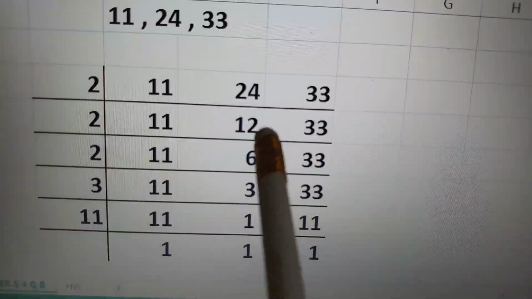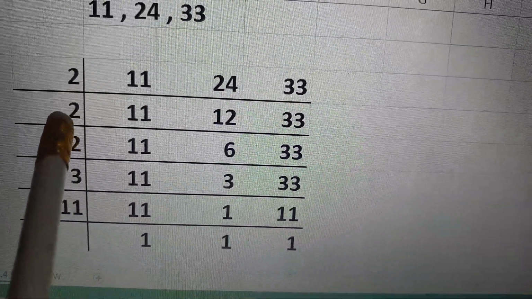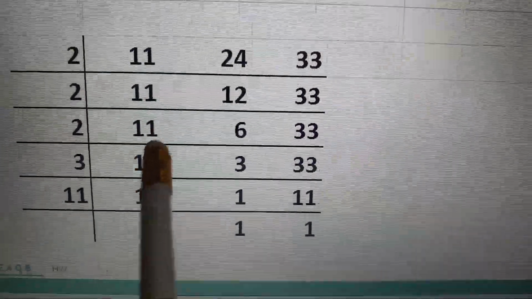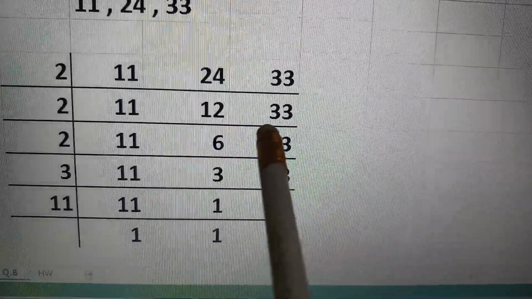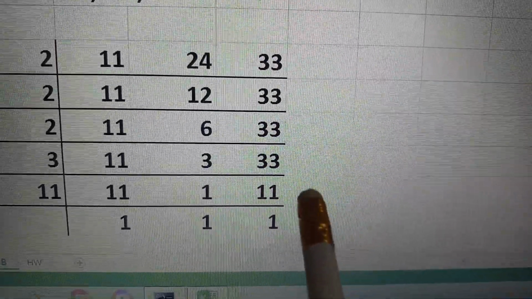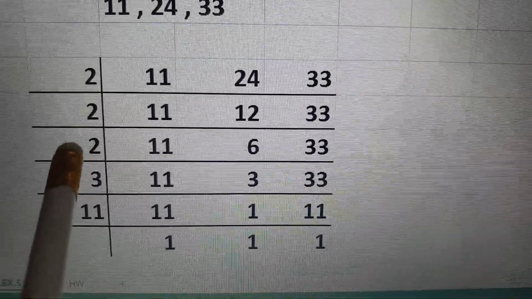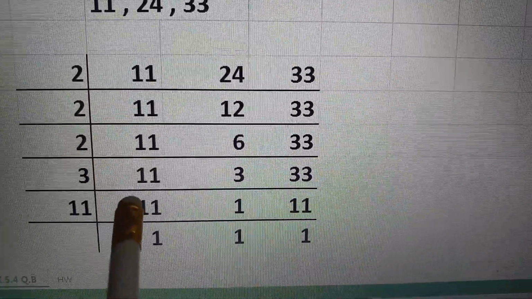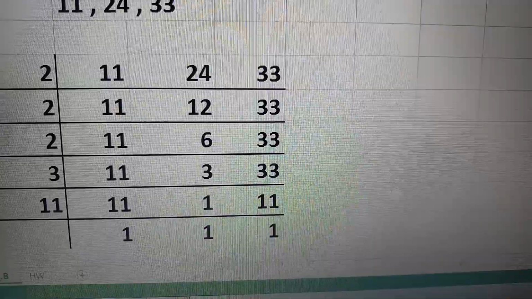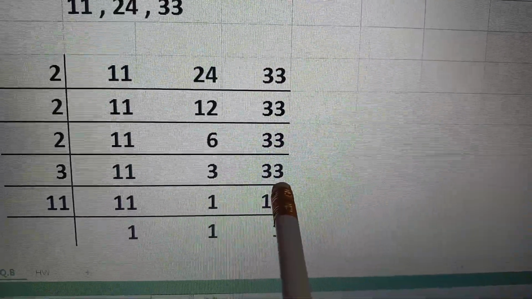Again we see 12 is an even number, can be divided by 2, so we'll divide 12 by 2. 11 is an odd number, cannot be divided by 2, we'll bring it down as it is. 12 divided by 2 is 6. And 33 again is an odd number, cannot be divided by 2, we'll bring down 33 as it is. Again we see 6 is an even number, can be divided by 2, so divide by 2. 11 cannot be divided by 2, bring down 11 as it is. 6 divided by 2 is 3. And again 33 is an odd number, so we'll bring down 33 as it is.